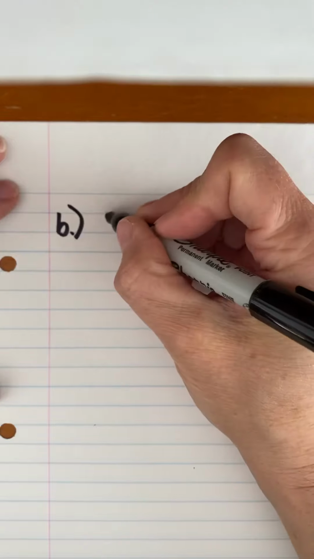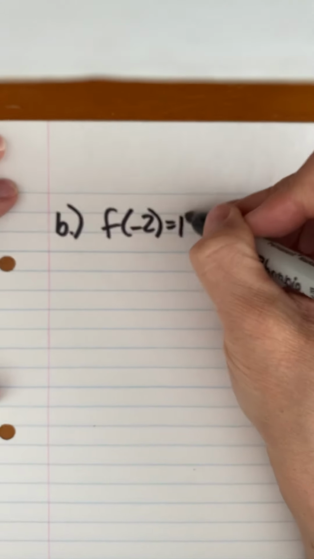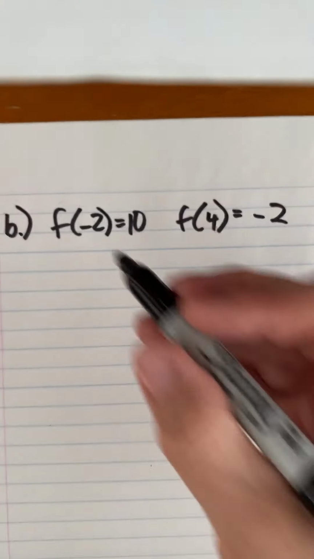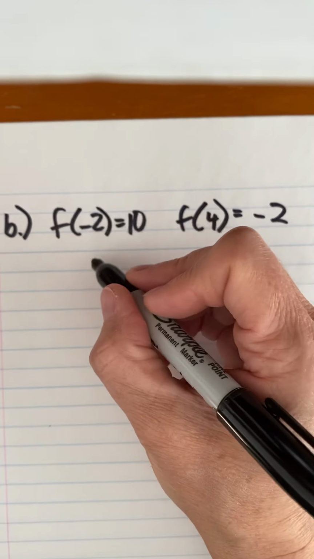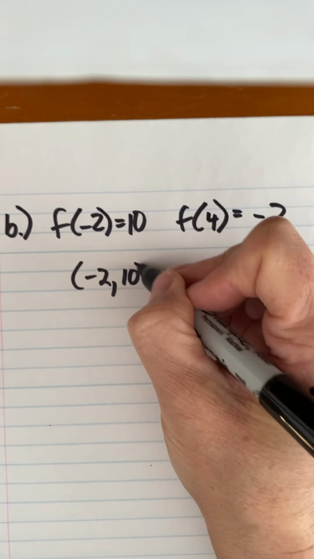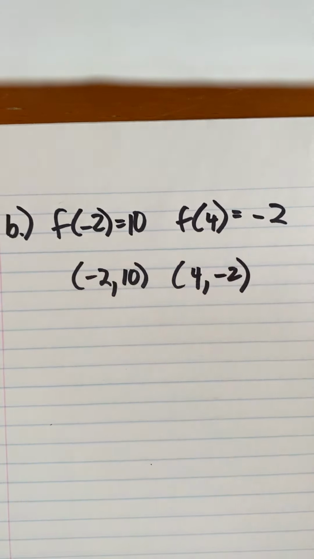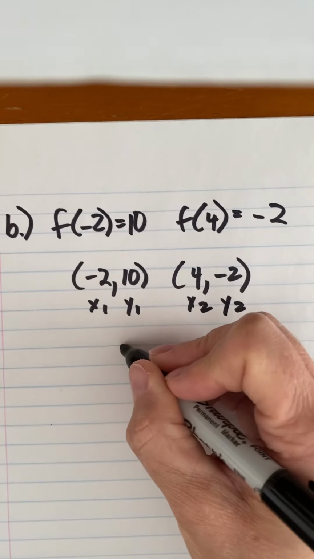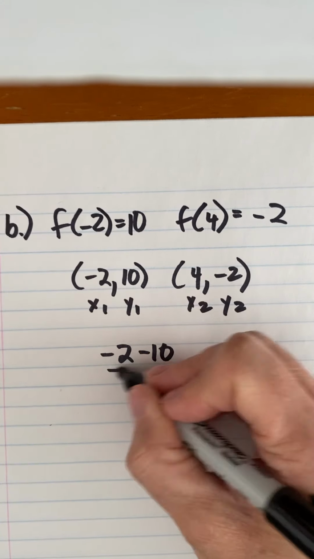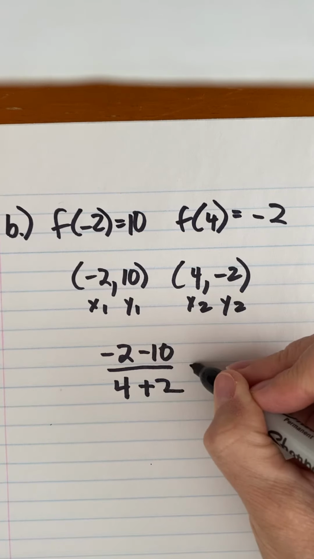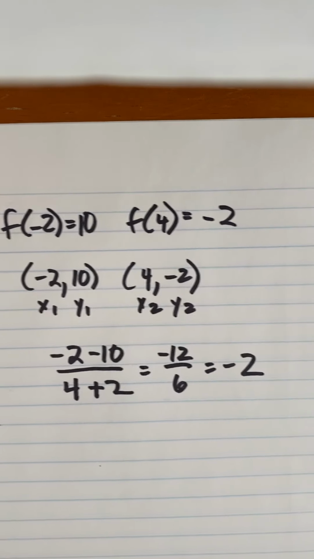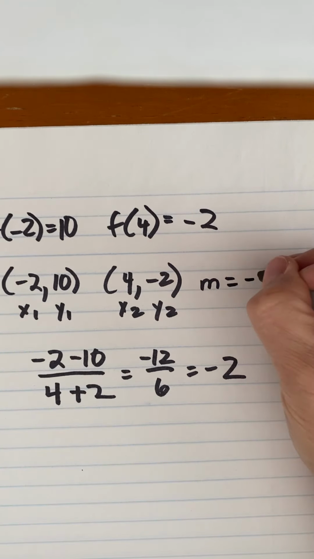So B, now they give you f of -2 equals 10 and f of 4 equals -2. Okay, I have to know how to interpret this. This means when x is -2, y is 10. So I'm going to just rewrite it as -2, 10, and 4, -2. So now they've given me 2 points. If I'm given 2 points, I find the slope. -2 minus 10 over 4 minus -2 is -12 over 6, which is -2. So now m equals -2.